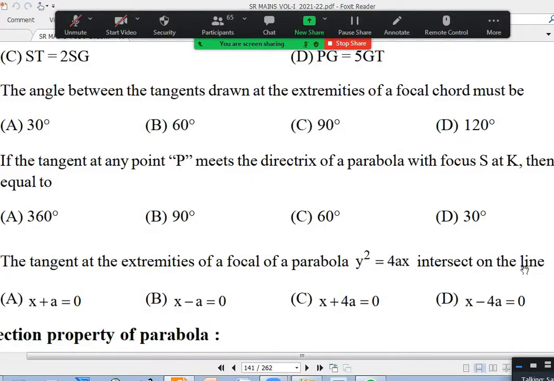Okay, total parabola chapter. Anybody any doubt? Just showing everything. Anybody any doubts? Just tell the number. Sir, 78. 70.